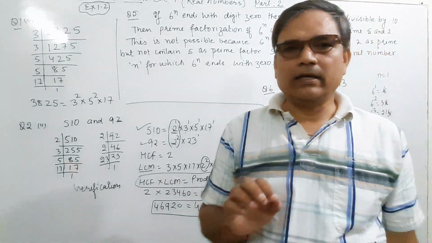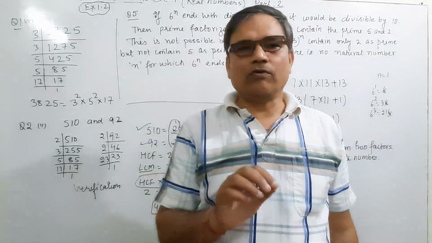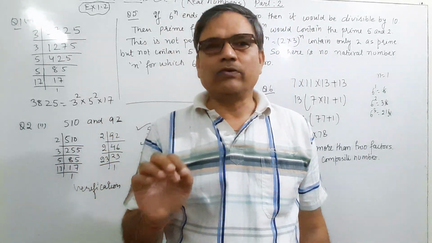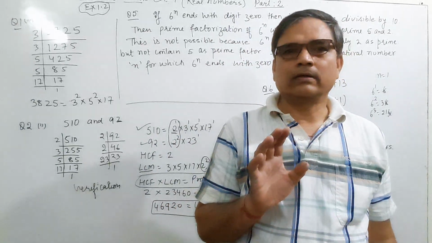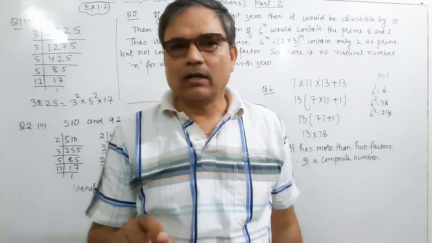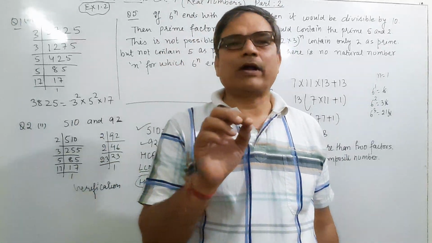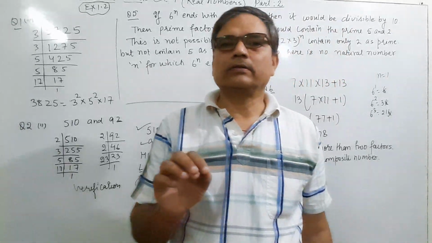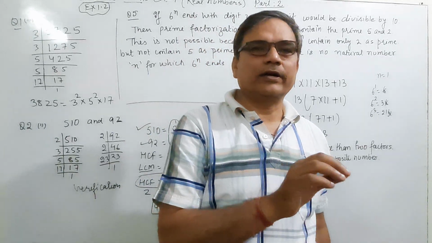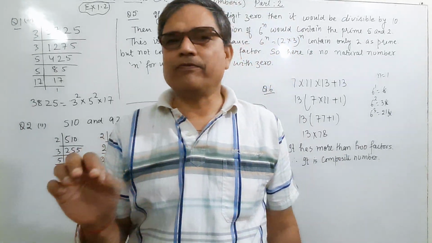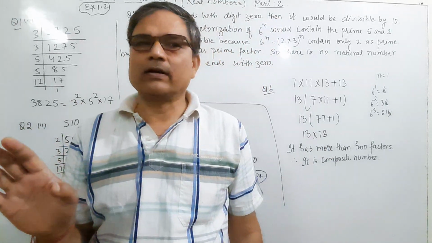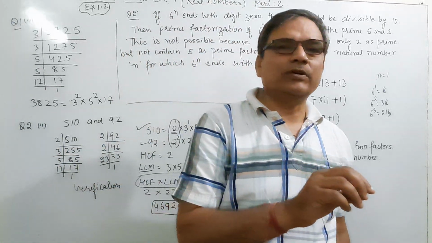If 6 to the power n ends with 0 for any value of n, then it would be divisible by 10, and 6 to the power n would contain 2 and 5 as its prime factors. But it has 2 as a prime factor and does not contain 5 as a prime factor. Therefore, it does not end with 0.